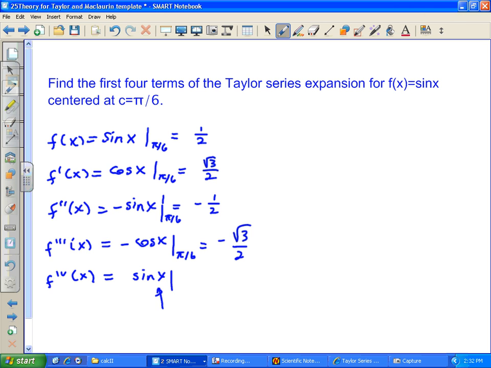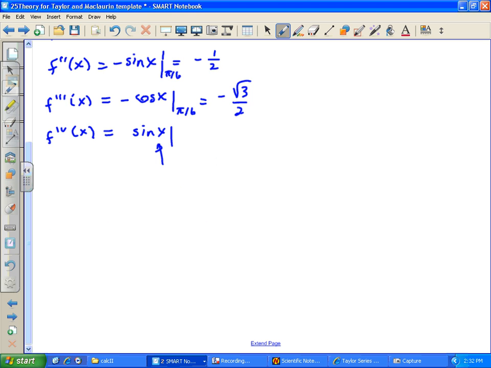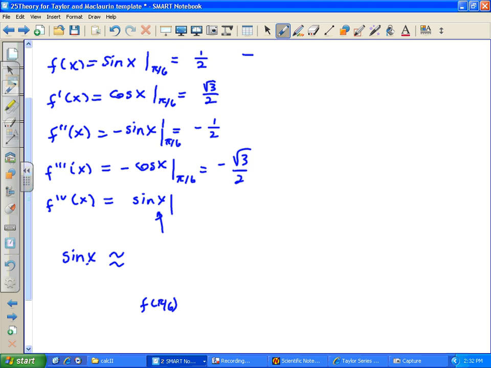Okay, so now we want to write down the Taylor series expansion. First, I'm going to write the long form. So sine x for values close to pi over 6 is going to be equal to. The first one you want to look at is f of pi over 6. Instead of f of 0, we have f of pi over 6, and that was 1/2.